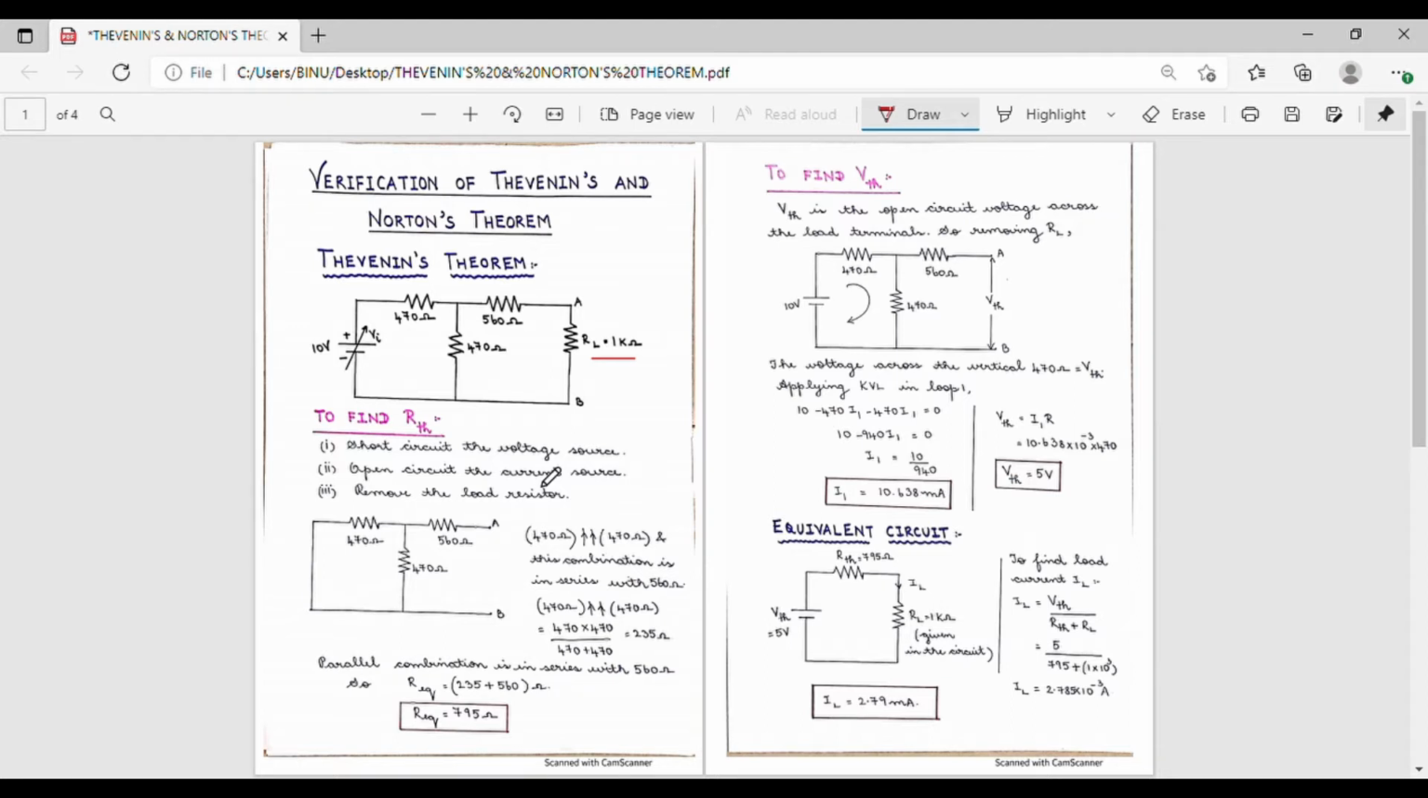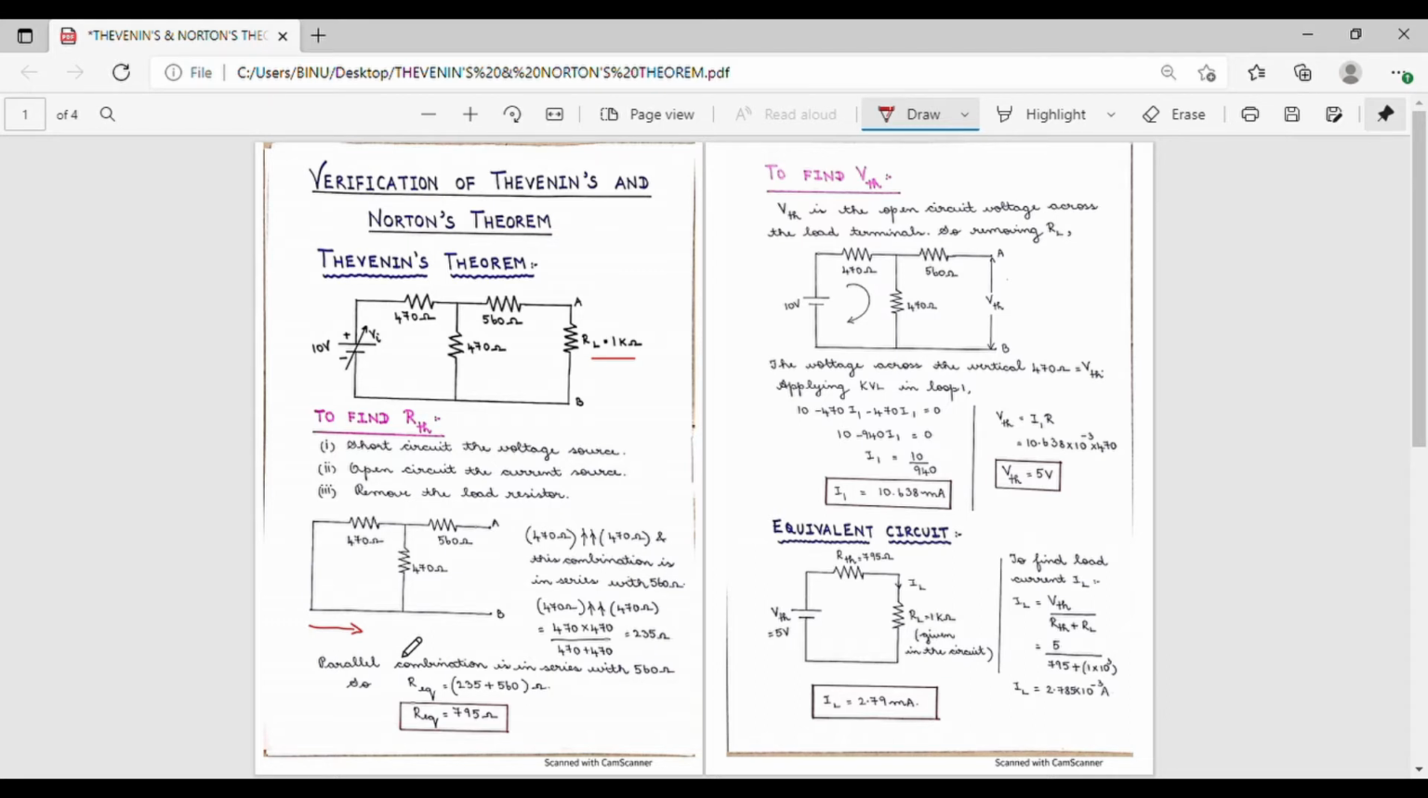In order to find the Thevenin's resistance, a few steps are to be followed. If a voltage source is given in the circuit, it should be short circuited, and if a current source is given, it should be open circuited, and the load resistor has to be removed. In the given circuit, we have a voltage source as well as the load resistor. As per the step, I am going to short circuit the voltage source and remove the load resistor. After that, we have only 3 resistors present in the circuit.